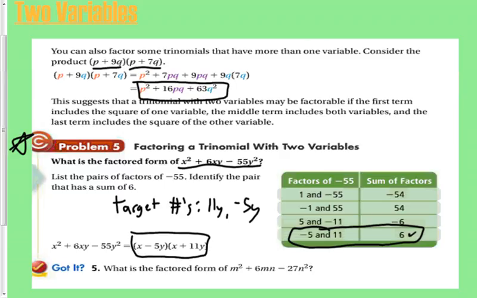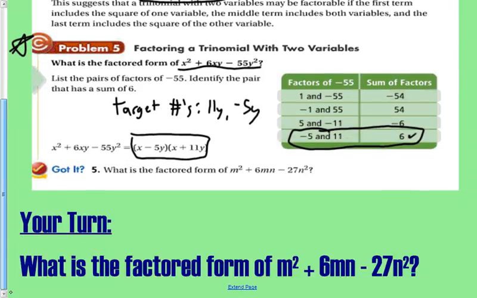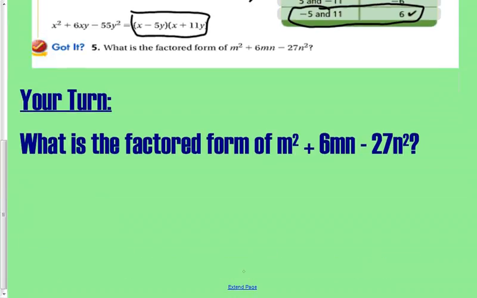So the way it works is, if you FOIL it, it'll work out. We have x squared, we have minus 5xy, and then we have plus 11xy, which gets us to the plus 6xy. And then the last terms have minus 5y times plus 11y, which gets you negative 55y squared. So we're still finding target numbers, it's just we're adding that extra variable to our target numbers. So why don't you try this one on your own then. What is the factored form of m squared plus 6mn minus 27n squared?